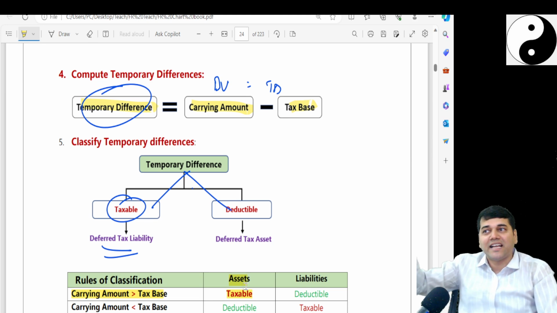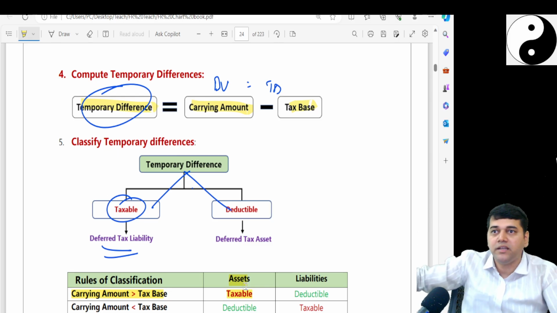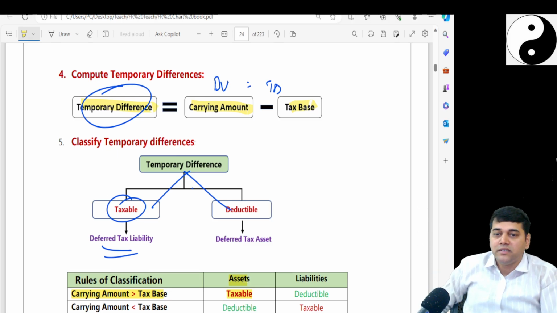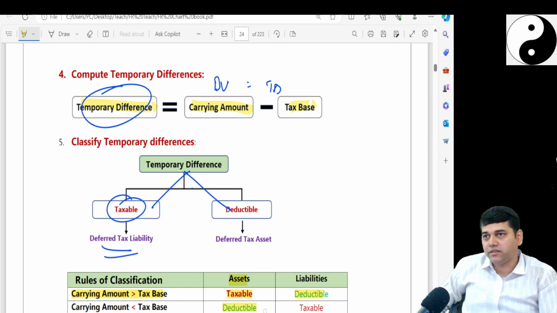For an asset, if the tax base is more than the carrying amount, deferred tax asset. That means deductible. For a liability it is the opposite. Followed now? Now you should tell me, students, anyone here, what's the logic behind this? Have you understood why they are telling like this?